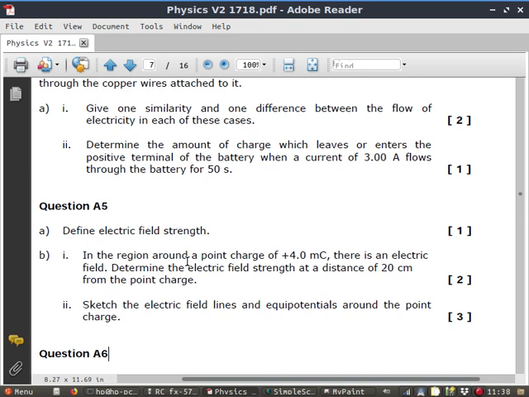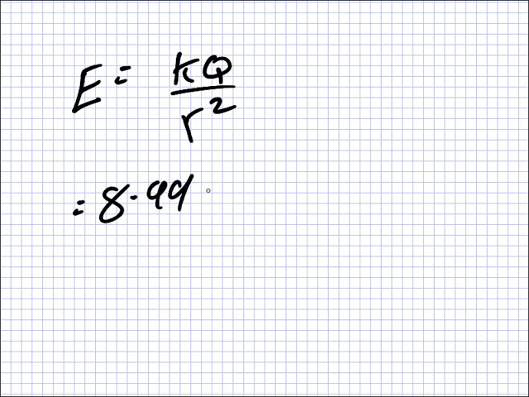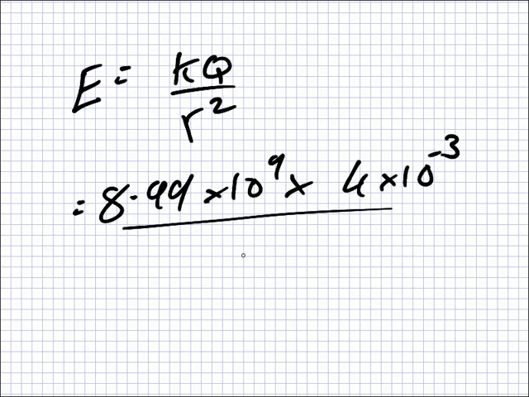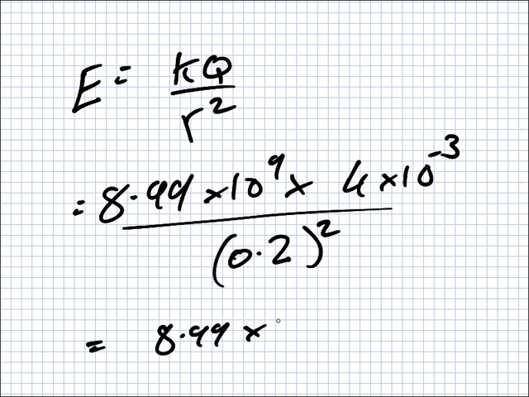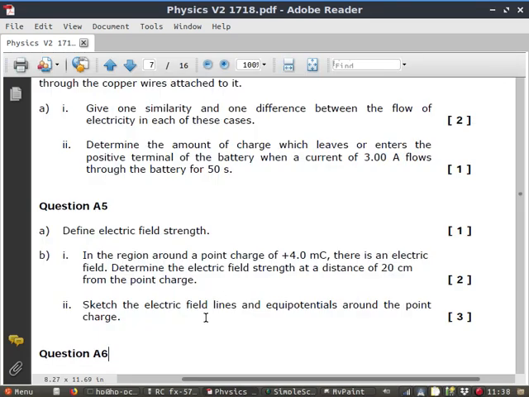In the region around 4 millicoulombs, there's an electric field. What's the strength at a distance of 20 centimetres? So you have to use the formula E equals KQ over R squared, which is 8.99 times 10 to the 9 times 4 times 10 to the minus 3 over 0.2 squared. And what do you get? 8.99 times 8. Good man. Sketch the electric field with the equipotential lines.